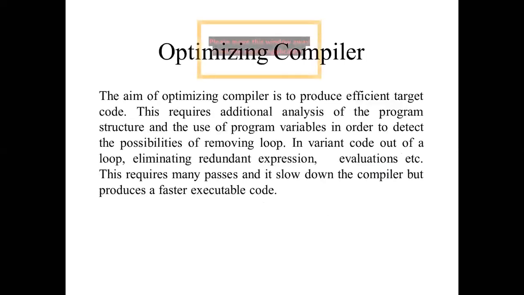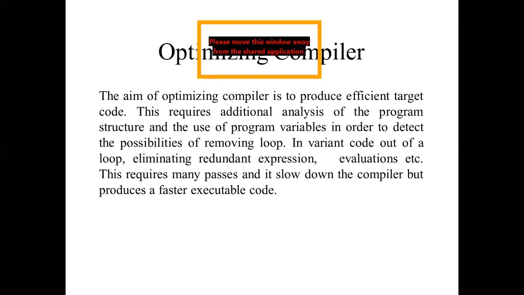What is the optimizing compiler? The optimizing compiler produces efficient target code. So again, another type of compiler that is called the optimizing compiler. Here we optimize with the help of the code optimizer. Okay, whenever we write our program, the procedure is the same, but here we use the code optimizer. So this optimizes all the code and then it gives an efficient target code. So this requires additional analysis of the program structure.